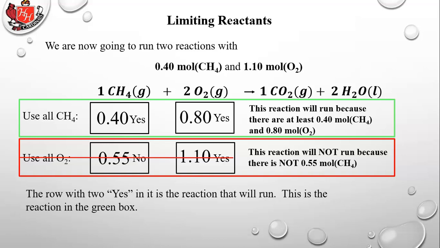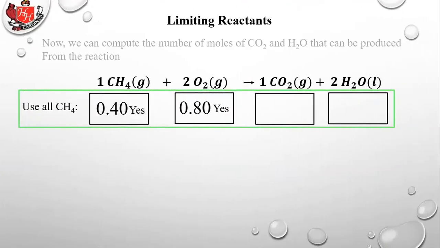So the row with 2 yes in it is the reaction that will run. This is the reaction in the green box. Now we can compute the number of moles of CO2 and H2O that can be produced from the reaction.